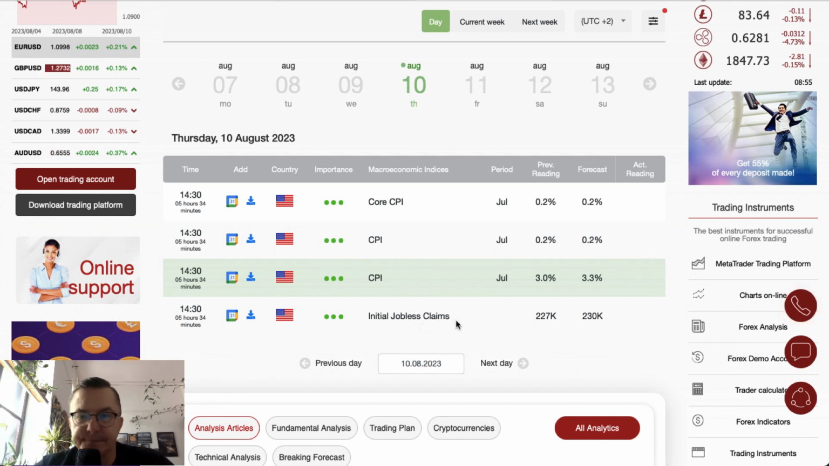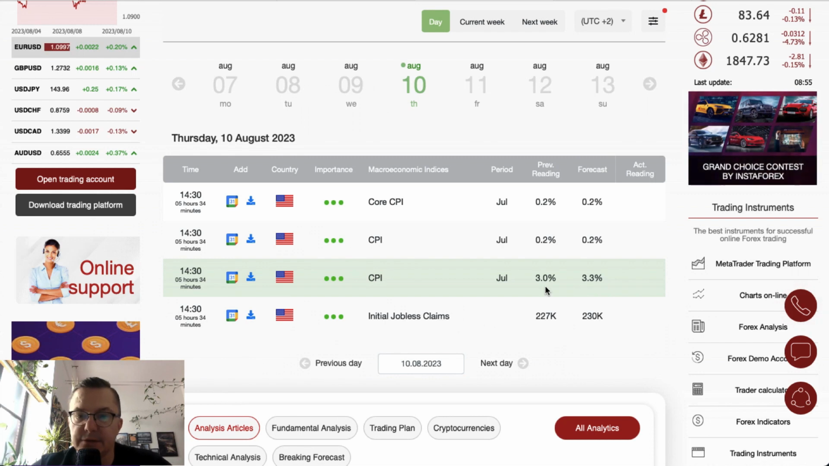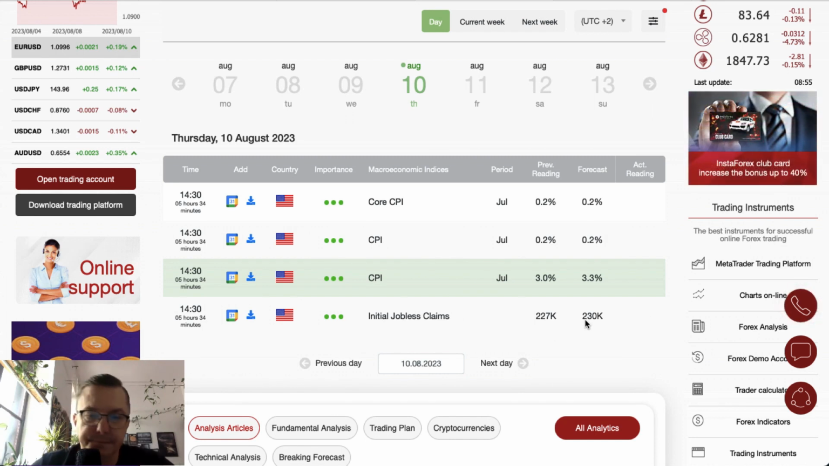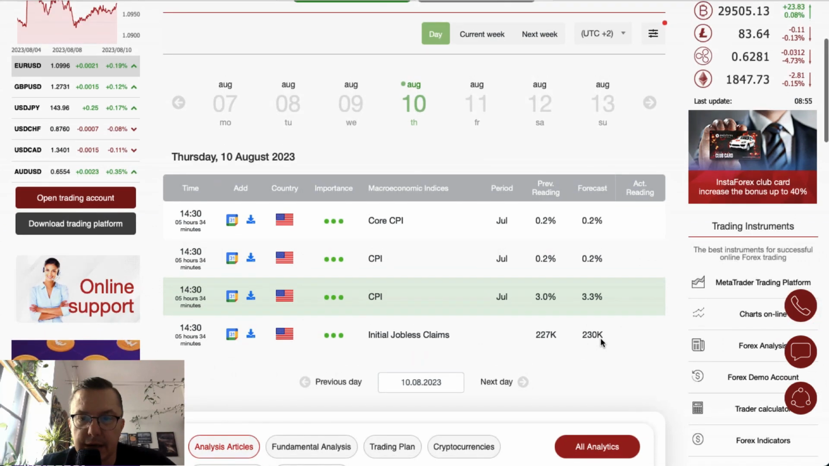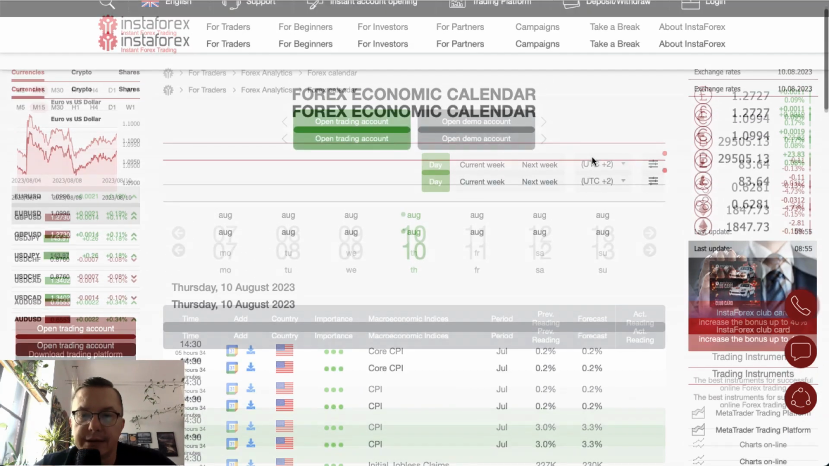This time the CPI is expected to stay in line at the level of 0.2%, and the yearly CPI is expected to increase from 3% to 3.3%. The initial jobless claims, as you can see, are expected to increase from 227,000 to 230,000. So those are the key important data for today. All of them are from the US, so maybe let's take a look at the US dollar related pairs.